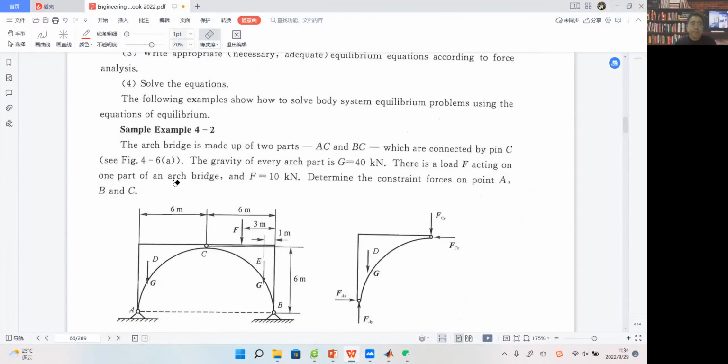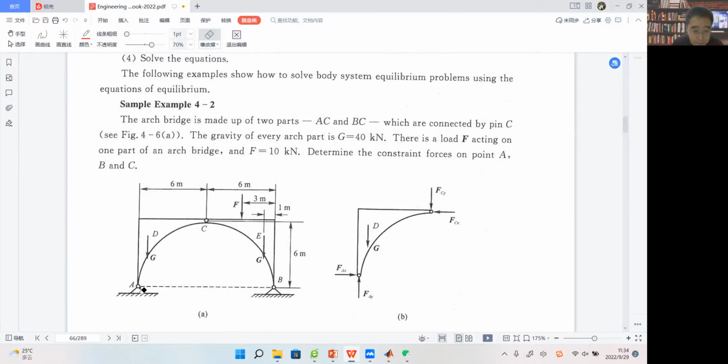So let's see. We have an arch bridge, it's shaped like an arch, right? The arch bridge is made up of two parts, part AC and part BC, which are connected by pin C. You can see this figure. The gravity of every arch part is G and G. So maybe this is the center of mass of part AC, and this is the center of mass of part CB, right?